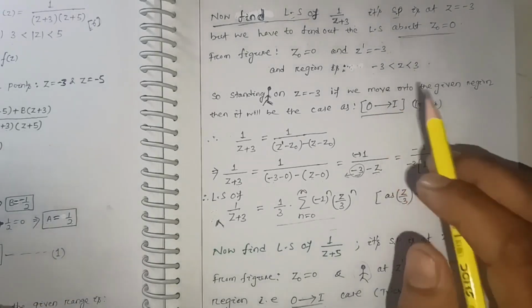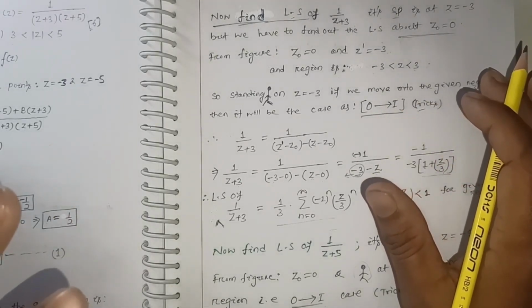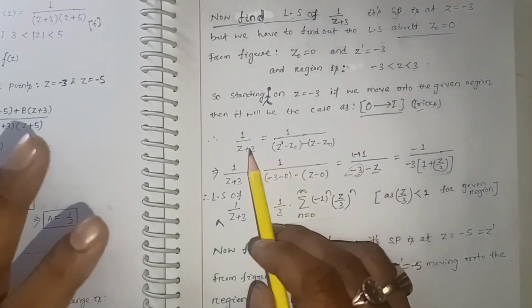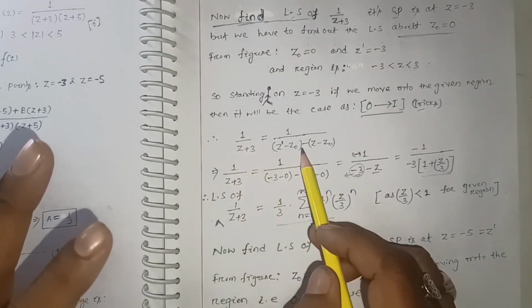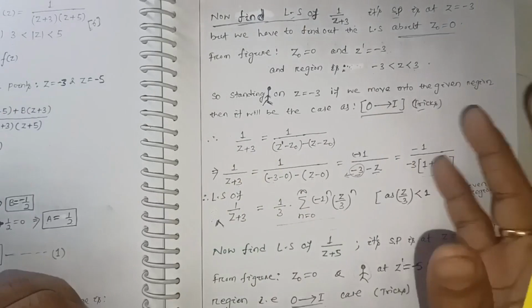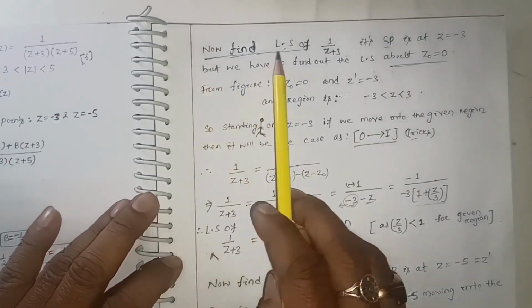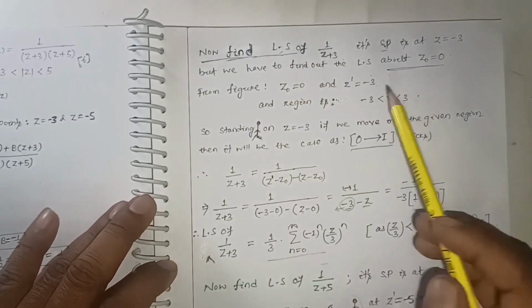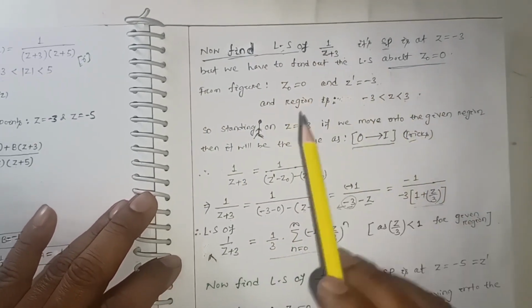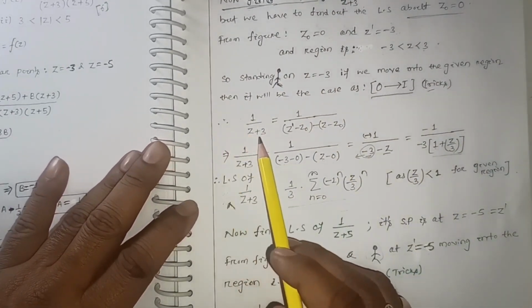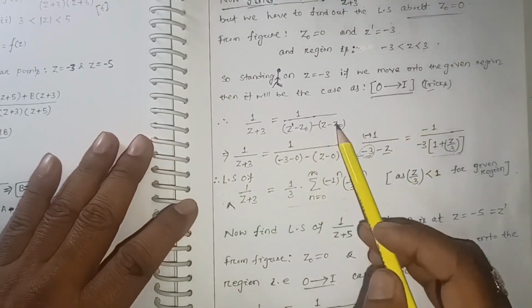Keep out to in to out in your mind; if you write it, there is no problem. So what you have to write: find the Laurent series of 1 by z plus 3, z dash is -3, z0 equals 3. Hence the Laurent series of 1 by z plus 3 will be written as this.